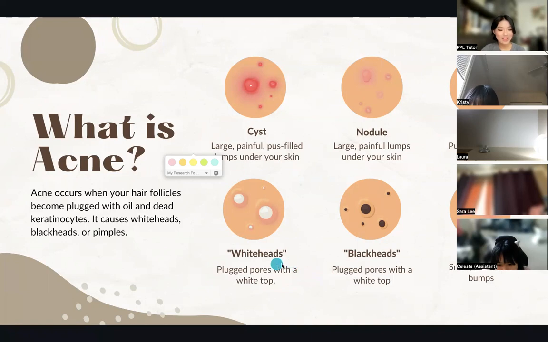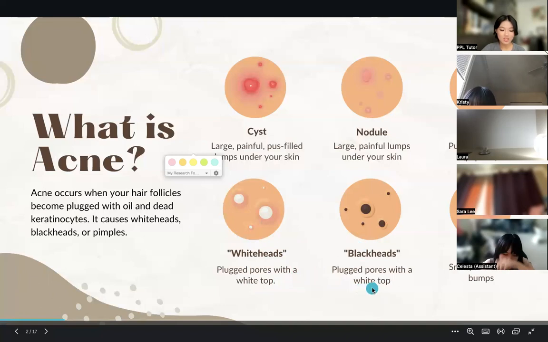And then we have our whiteheads and our blackheads. A lot of people don't think these qualify as acne, but in fact they do. They can be some of the most difficult to treat, to be honest. Pustules and nodules, relatively, if you put the correct medications on it, you should be fine, but these can stick around forever. So whiteheads and blackheads are essentially the same thing. The only difference is that whiteheads have a white top and blackheads have a black top.